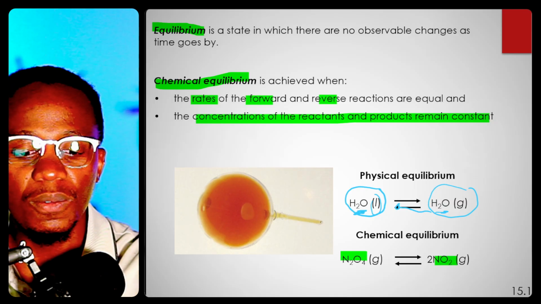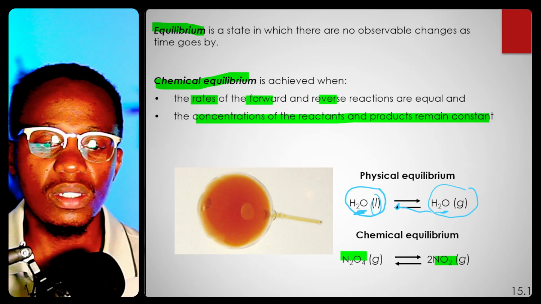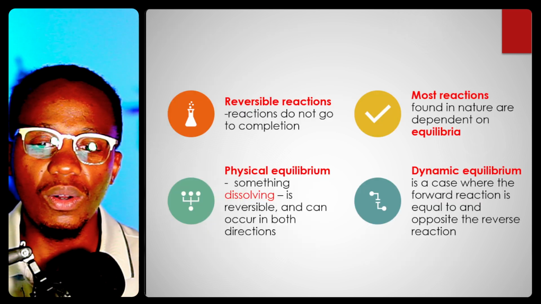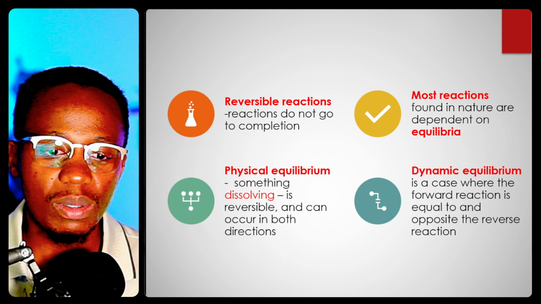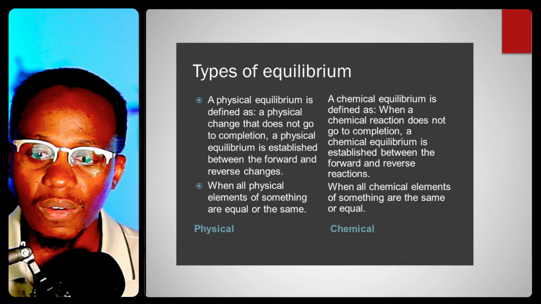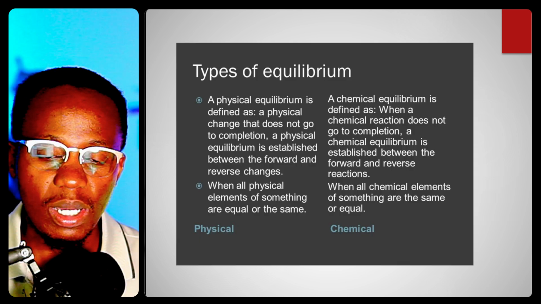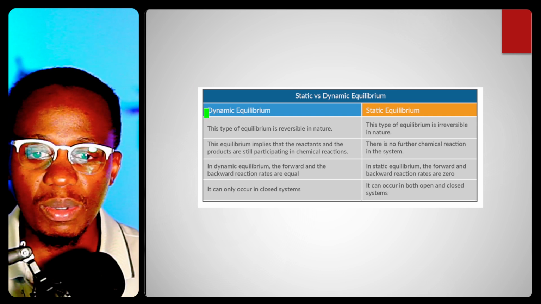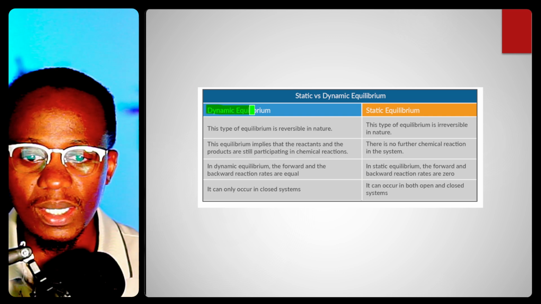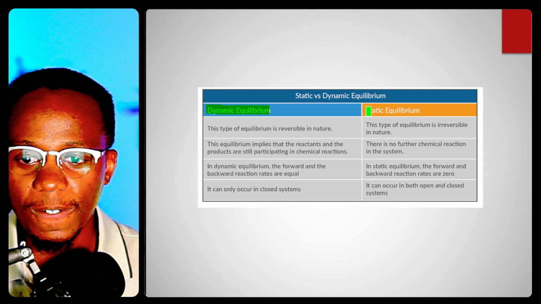But I want you to know something else, right? I want you to know another difference. It's the difference between what we call dynamic equilibrium versus static equilibrium. So let me see if I have it here. So we have physical equilibrium. Yeah, so then you have dynamic equilibrium versus static equilibrium, right?